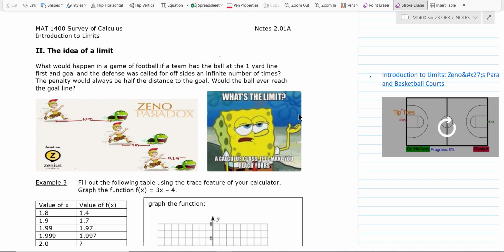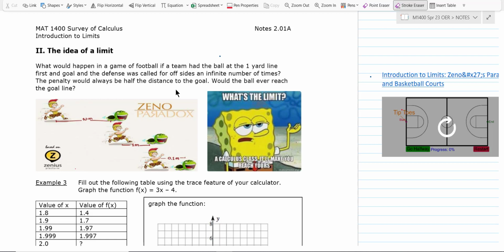So we're going to go ahead and look at the second part of the video for this section. This is where calculus begins with the idea of a limit. So we're going to start by thinking about what's called Zeno's Paradox. It's a paradox that was proposed by Zeno way before calculus began to be developed in the 1600s.